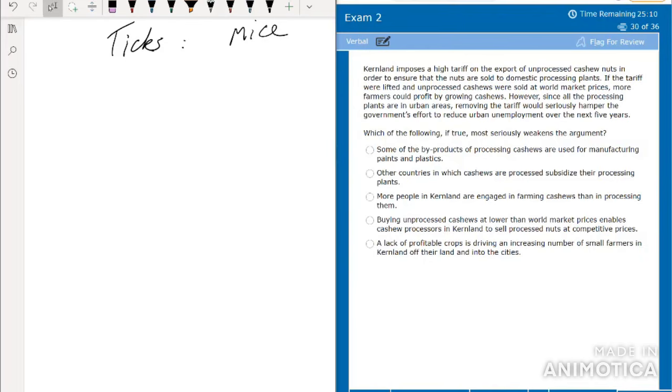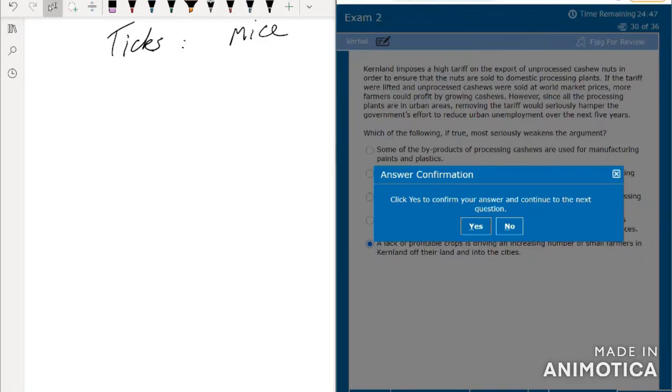So the argument is about reducing urban unemployment. And so E is going to be increasing urban unemployment. And if we allowed more farmers to profit, then they would no longer need to do that. So I'm happy with the E.